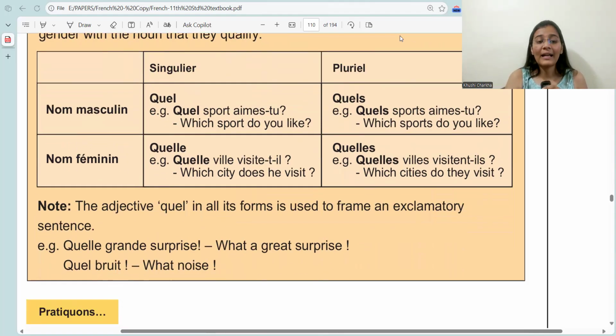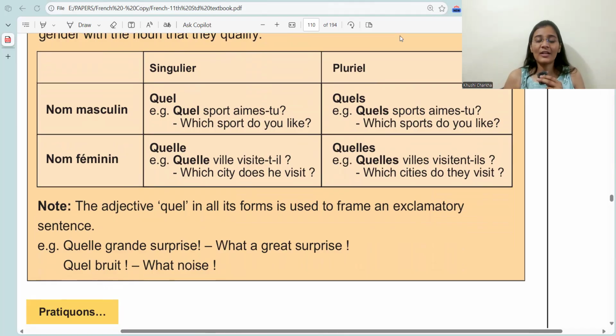Now note, the adjective quel in all its forms is also used to frame an exclamatory sentence. Obviously, what a beautiful place. What a bad creature. What an intelligent teacher. So, these all are exclamatory sentences, but still I am using the word what.